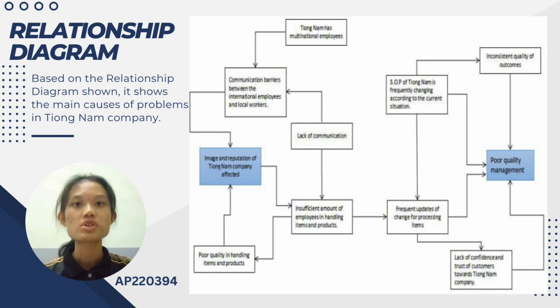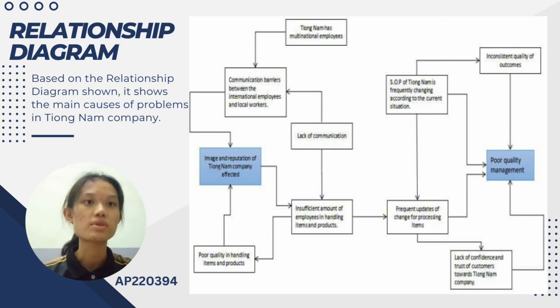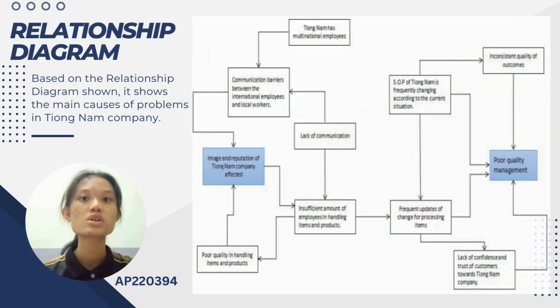Furthermore, lack of communication can also cause the insufficient amount of employees in handling items and products as they cannot communicate with each other. This situation will lead to frequent updates of change of processing items, and this is also caused by the SOP of Dongnan frequently changing according to the current situation. Furthermore, inconsistent quality of outcome will cause the lack of confidence and trust of customers towards Dongnan Company. As a result, the company will face the main problem, which is poor quality management.